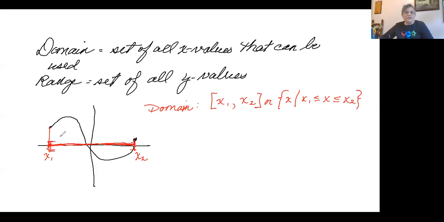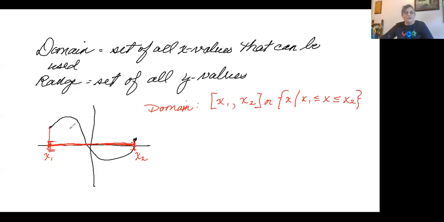So for the domain, you always find the point farthest to the left and the point farthest to the right, and as long as there aren't any breaks or gaps of any kind in the function, it's just going to go from one to the other.